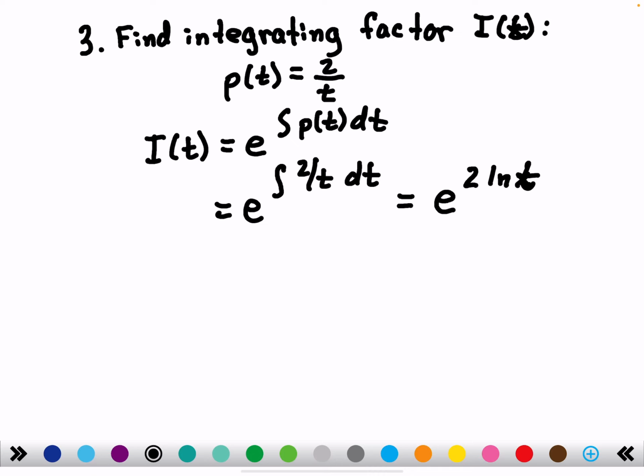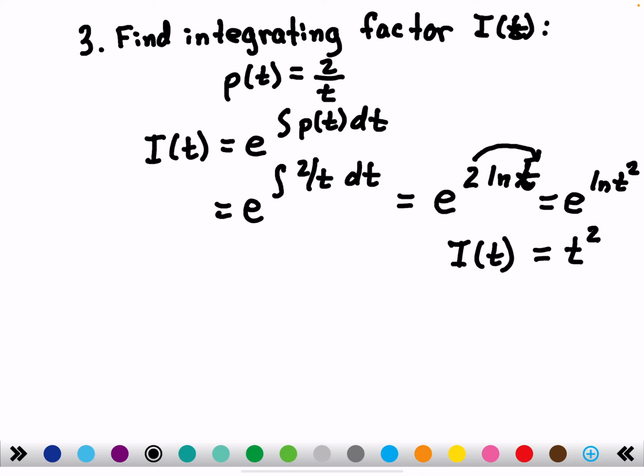Now, the thing to do is remember when a constant is multiplied times a logarithm, we can bring that to the inside. So make that e to the power of natural log t squared. And since natural log is base e, that's just equal to t squared. So the integrating factor I sub t is just t squared.